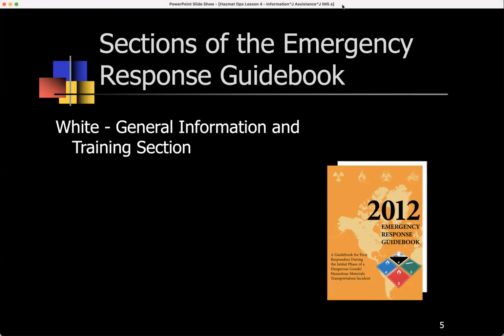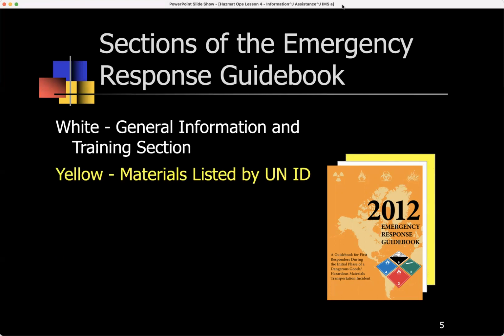It has several sections, and they are color-coded pages. Each color-coded page section has a specific purpose. So the white colored pages provide general information and training. It helps you learn how to use the book. The yellow section, very important. The yellow section are a list of materials by their UN ID. So if you have a UN ID number and nothing else, you look it up in the yellow section to help identify the material you're dealing with.